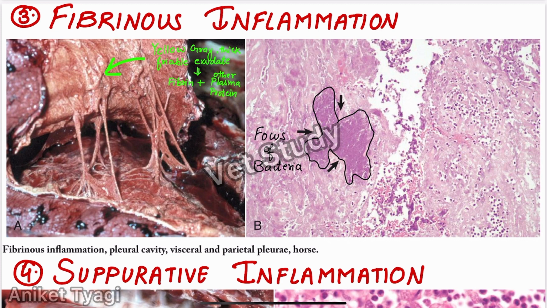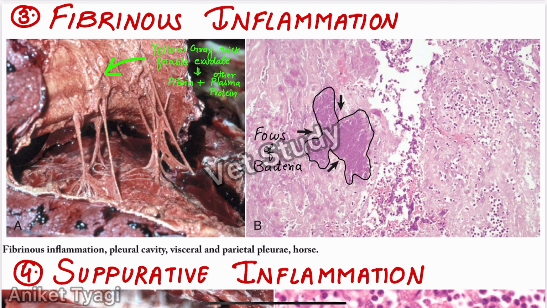Okay, and if I talk about the gross lesions in case of fibrinous inflammation, then there will be redness which is due to the active hyperemia, and the exudate texture is thick, stringy, elastic, white to gray to yellow.